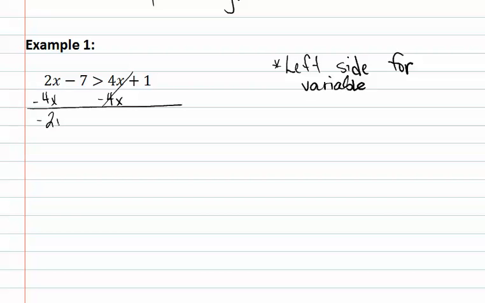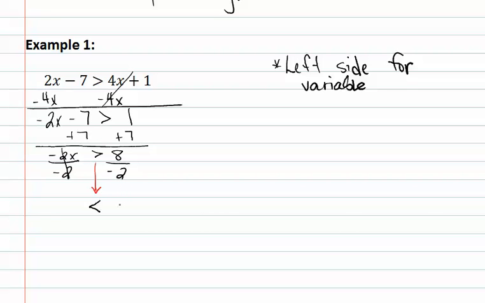This gives us negative 2x minus 7 is greater than 1. We now add 7 to both sides, giving us negative 2x is greater than 8. Now, to get the x alone, we divide each side by a negative 2. Since we have divided by a negative, we must flip the symbol. Instead of a greater than, it is now a less than. So we now have x is less than negative 4.